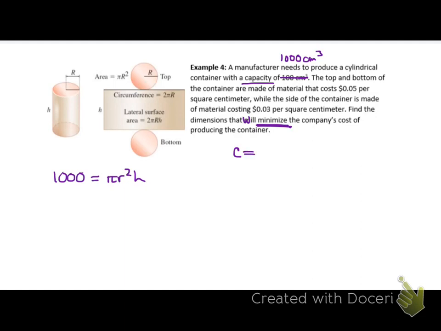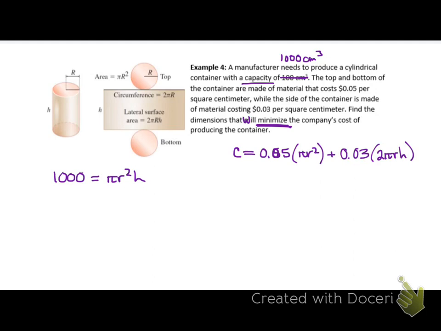which is 5 cents for the top and the bottom. So 0.05 times the top and the bottom, and that's the surface area, so it's pi r squared, plus 3 cents times the side of the container. And it tells us that the lateral surface area is 2 pi r h. So 2 pi r h.